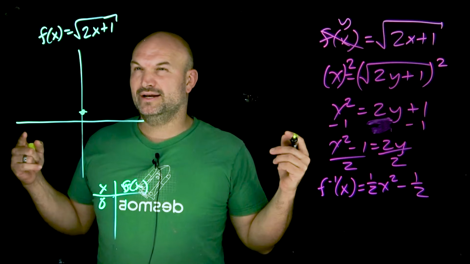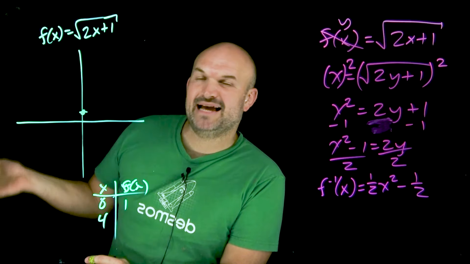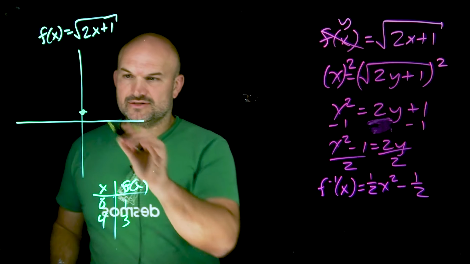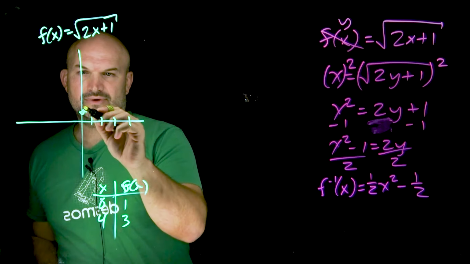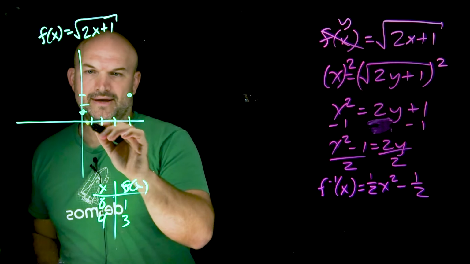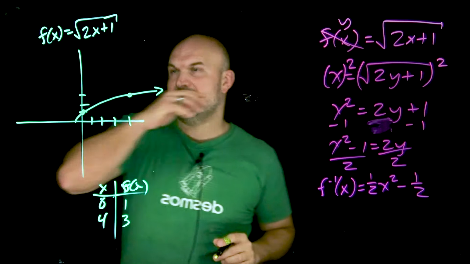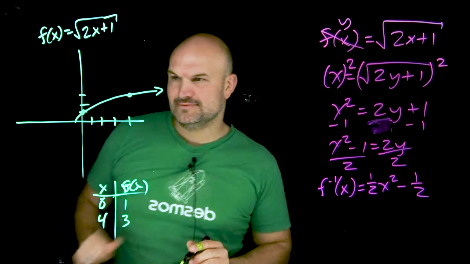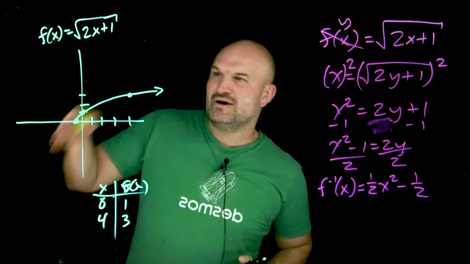Let's pick another point. Why don't we pick 4? When I plug in 4, 2 times 4 is 8, 8 plus 1 is 9, and the square root of 9 is 3. So this graph is going to look like that. If you want to see when this would be 0, it'd be at negative 1 half, if you're curious. But that's part of the transformation, and I want to focus on this. The graph is going to look something like this.